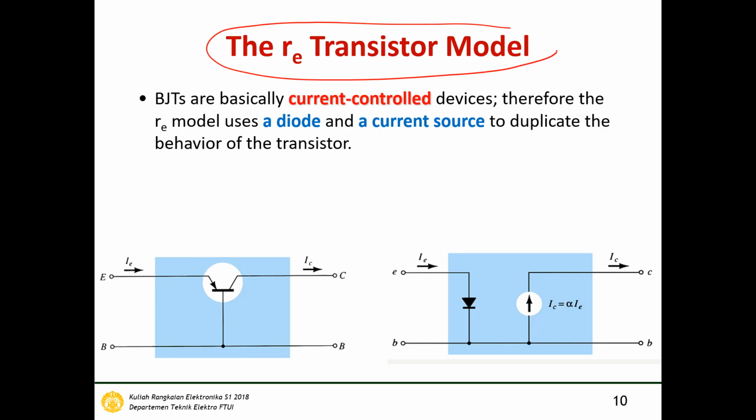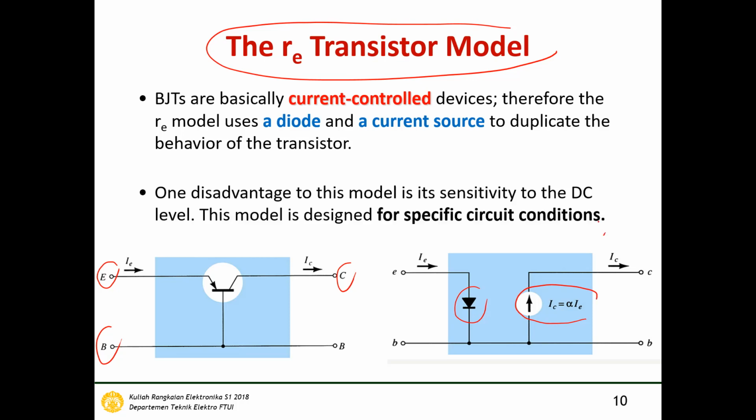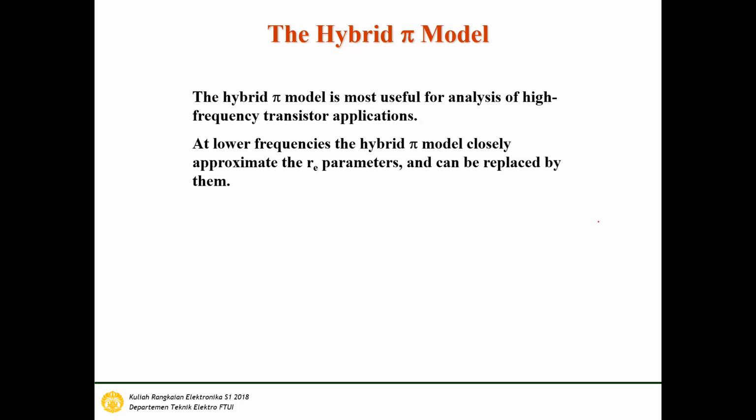The re model uses a diode and a current source to duplicate the behavior of the transistor. So this is the BJT, this is the emitter, this is the base, and this is the collector. Then we can use the re model. This is the diode here, and this is the current source to duplicate the behavior of the transistor. IC is equivalent to alpha times IE; this is the IC and that is the IE. One disadvantage of this model is its sensitivity to the DC level. So this model is designed for specific circuit conditions, like for lower frequency.